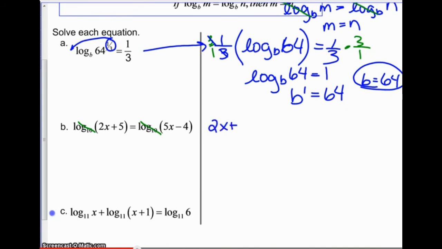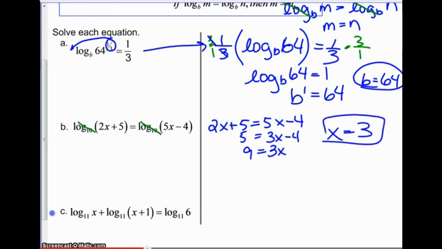We can say then that must mean that 2x plus 5 has to equal 5x minus 4. Then I can go through and subtract 2x from both sides, add 4 to both sides, and divide by 3 on both sides. So I can figure out for this problem x must equal 3.